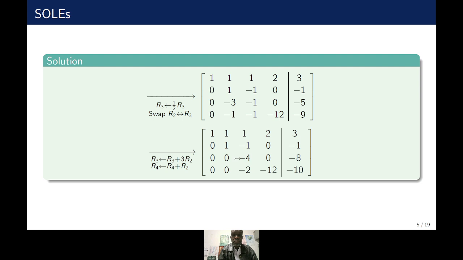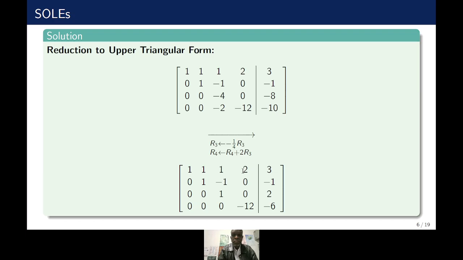Now what is happening is that the number of zeros is increasing, going to the right. We've stepped to the right. So next, you look at the last 2 by 2 matrix here on the left hand side. You can do this again. You can make this minus 4 a 1 by multiplying by 1 over minus 4, and then you use it to eliminate this 2. These are the row operations that we are going to do.